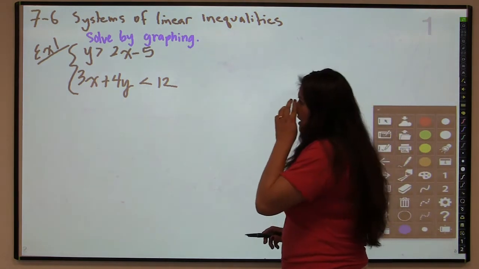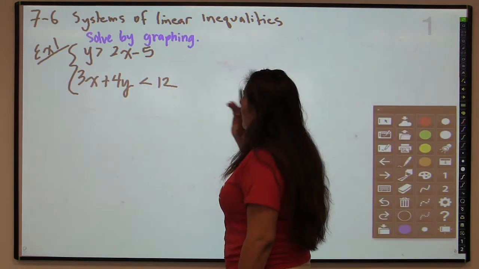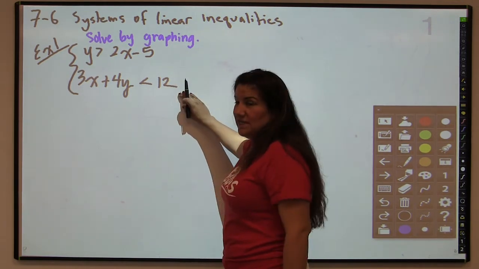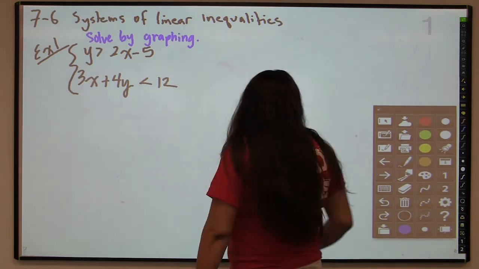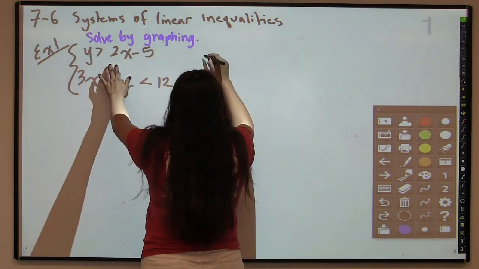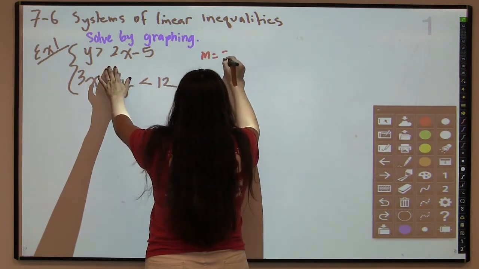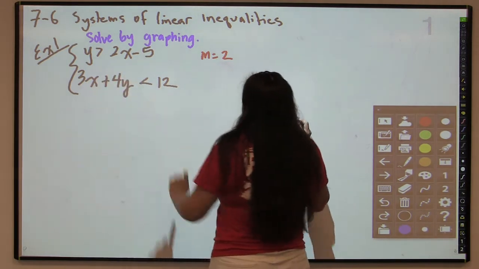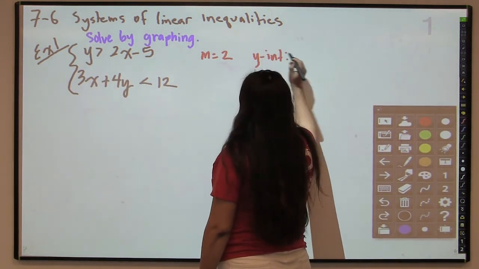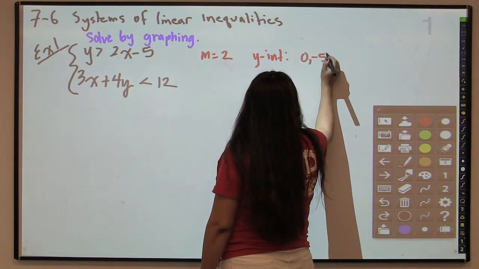So here's our first example, solved by graphing, and I have an equation that is in slope-intercept form and also one that is in standard form. So first of all, I'm going to gather some data for myself. And for the first equation, I know that my slope is 2 because of the 2x, and my y-intercept is going to be (0, -5).